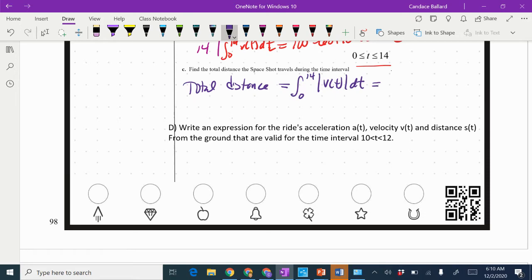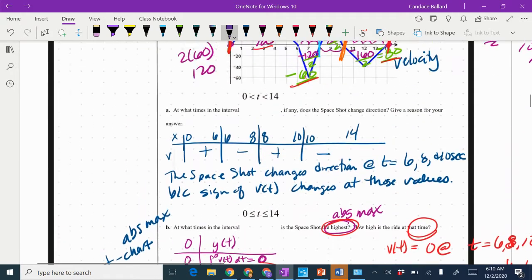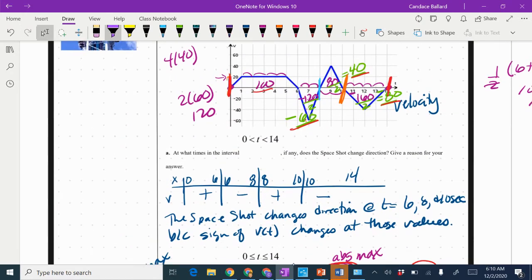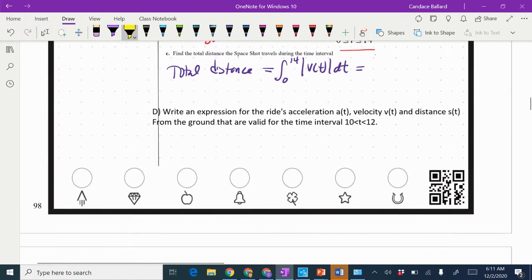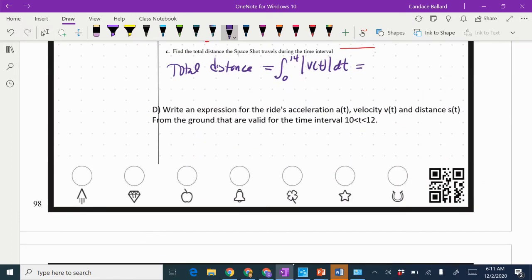So I'm going to go back up to my graph where I had all of my areas, and I'm going to use the areas that are there from 0 to 14. So I'm going to do 100. I'm going to use the positive signs though because it's absolute value. So plus 60, plus 40, plus 80. Let's write that down. So it's 100 plus 60 plus 40 plus 80, which is going to equal a total of 280 feet.